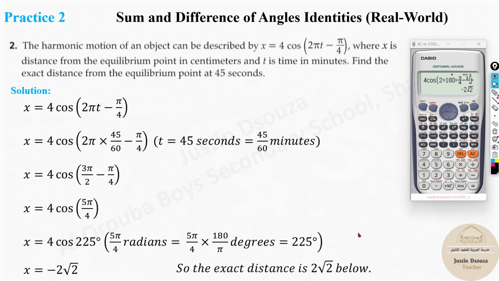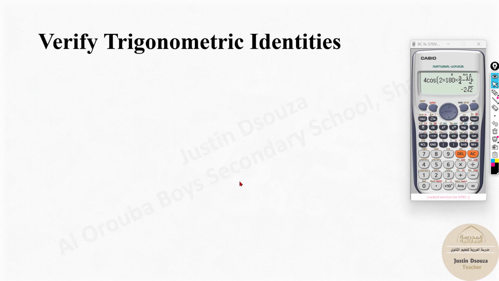Oh, I forgot to tell you one important thing. The distance cannot be negative. It's minus 2 root 2, right? But we are solving for the equilibrium, the exact distance. So here the distance cannot be negative. We are just taking the value in terms of magnitude, or positive value only. That is 2 root 2. The exact distance is so much.